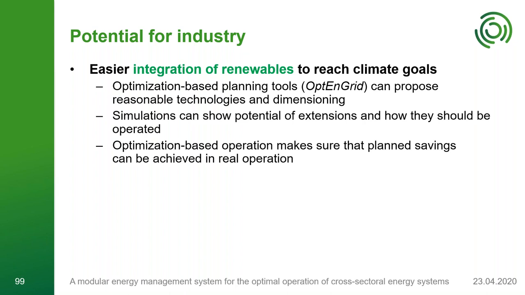So the potential for industry here, how can such an energy management system help you directly? It makes an integration of renewables much easier because all this volatility can be taken into account. Another group in our institute has developed a tool called OptinGrid, which is actually an optimization tool for the planning phase. So which components to buy and at which size. So they have an optimization around our optimization, so they optimize something, and then our operating system, so this energy management system, actually controls the system for 1 year, and we look at the results and then change the configuration and so on.